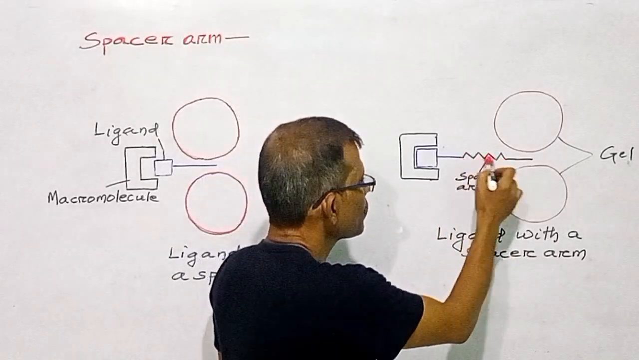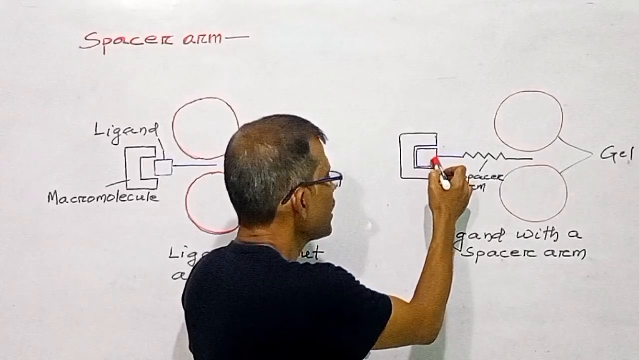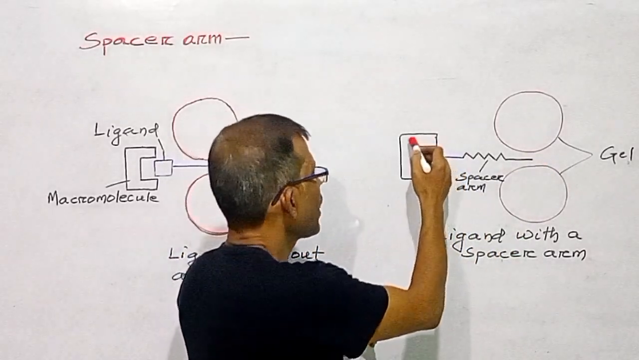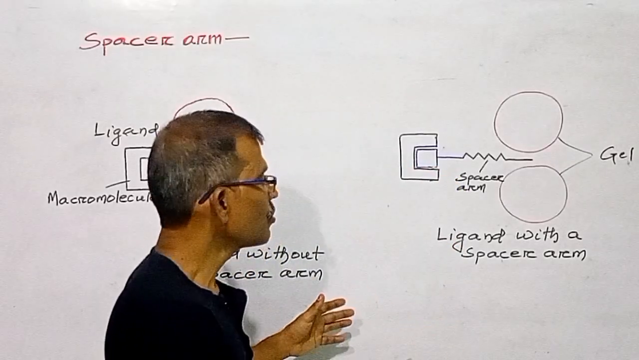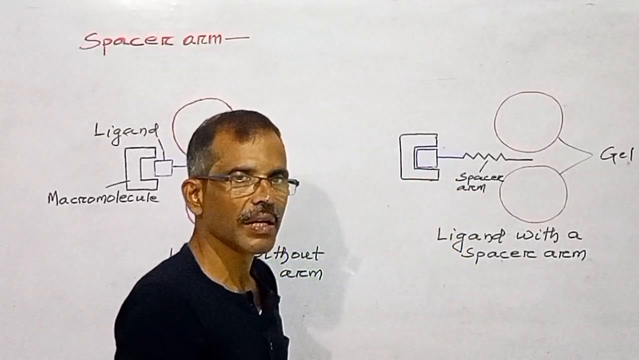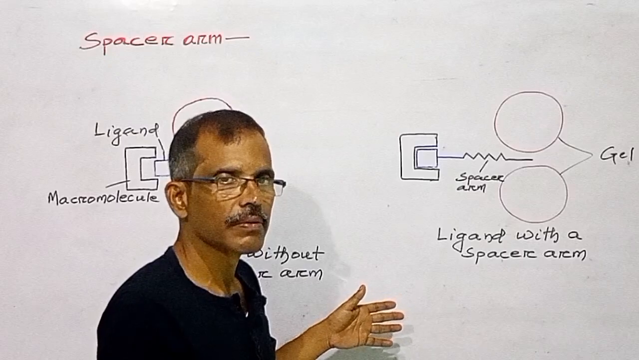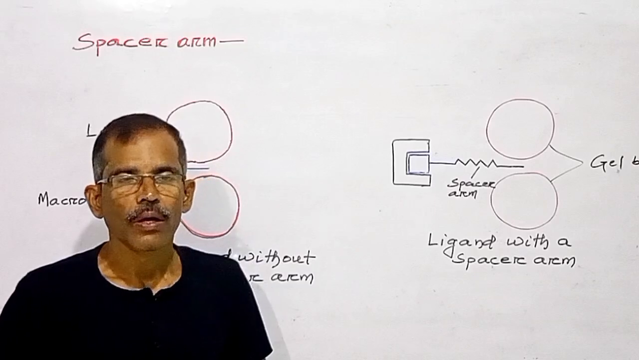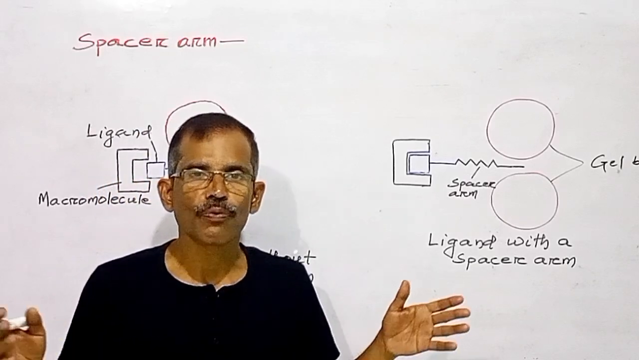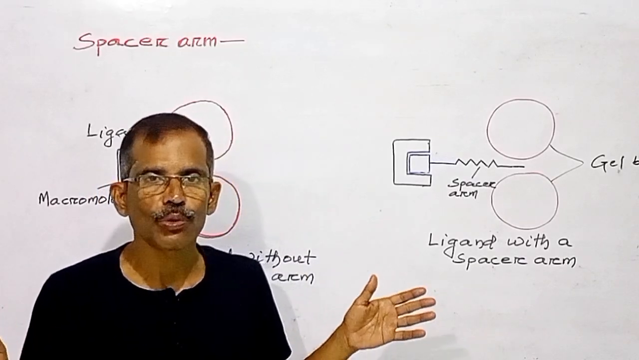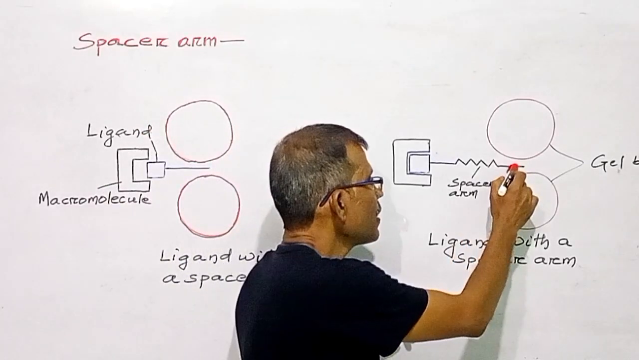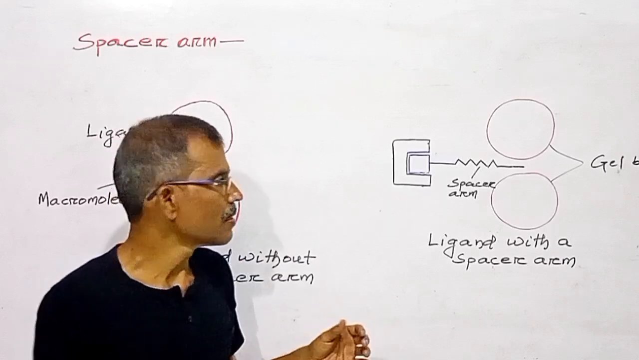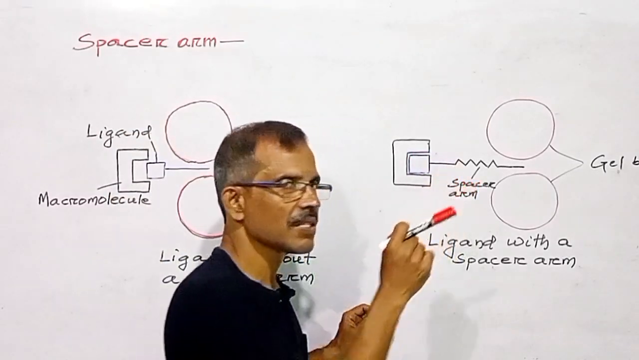Due to the presence of the spacer, the ligand is projected at a distance from the gel beads and the macromolecules become fully able to bind to it without facing any steric hindrance. A large variety of spacer arms have been investigated. All of them must possess two functional groups, one of which will react with the activated group of the supporting matrix and the other to which the ligand could be attached easily.